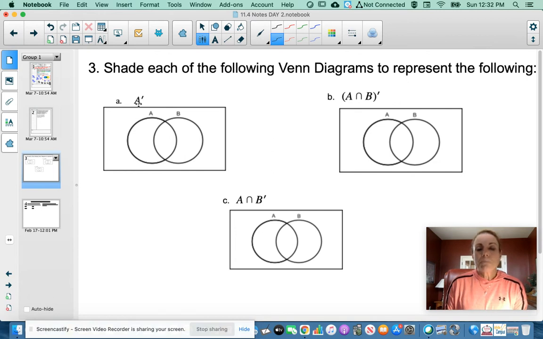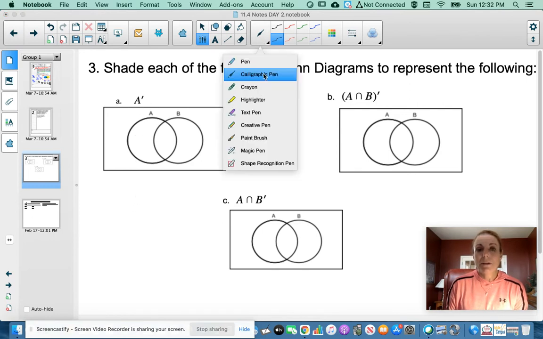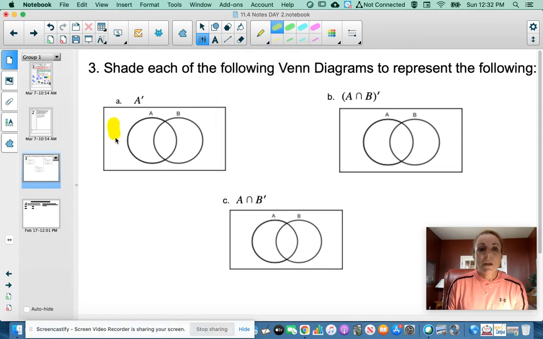So first of all, if I'm asking you to shade where A prime is, that basically means please shade everything in this Venn diagram that is not in A. So the complement of A. What does that mean? Well, everything out here is not in A. So I shade all this. I can shade that part because that's not in A. And there we have it. I shaded everything not in A.